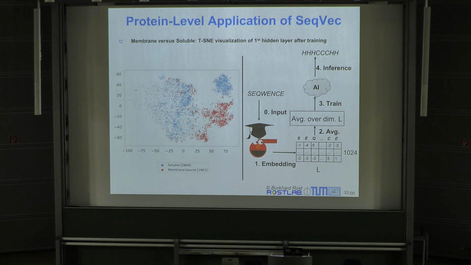So first of all, let's talk again about membrane versus soluble. We applied the same workflow, so we embedded our input sequence via the pre-trained ELMO. We got the embedding matrix L by 1024.